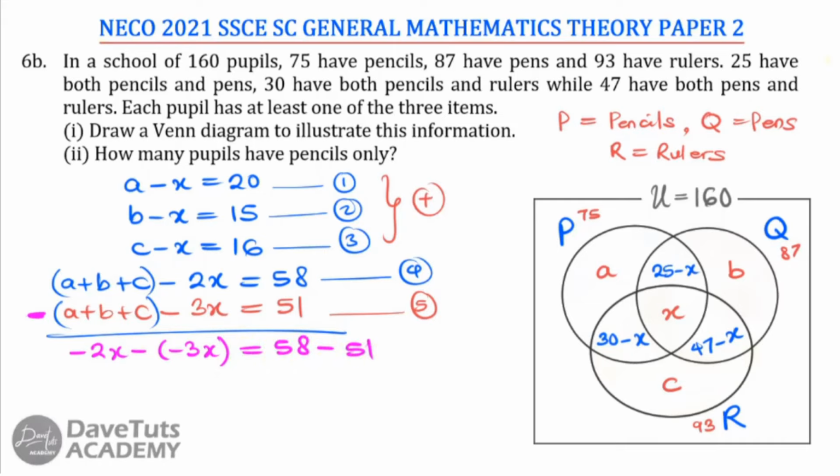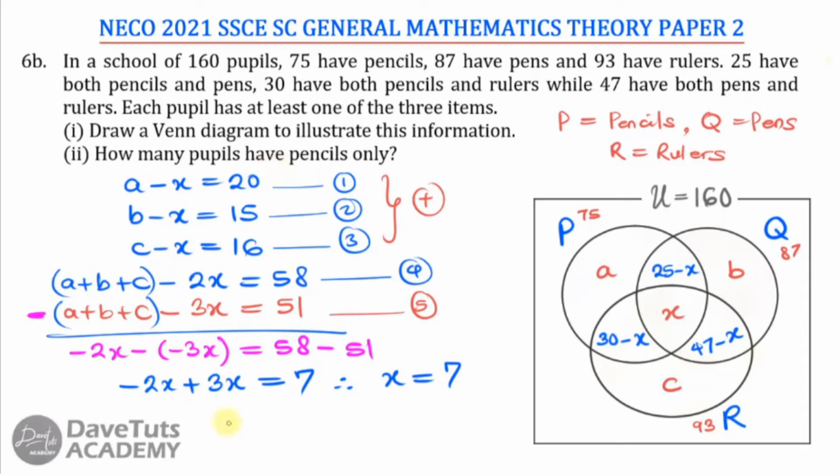Okay, so that is making our work look interesting, because this will be minus 2x plus 3x is equal to 58 minus 51. That is actually 7. So minus 2x plus 3x means that x is actually 7. So the number of pupils that have pencils, pens, and rulers, x, is actually 7. But that's not what we're asked to get. What we're asked to find is how many pupils have pencils only.